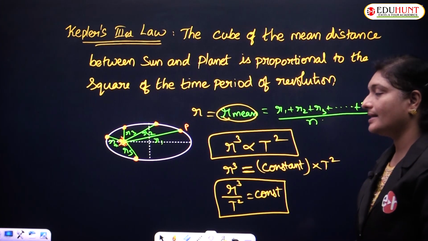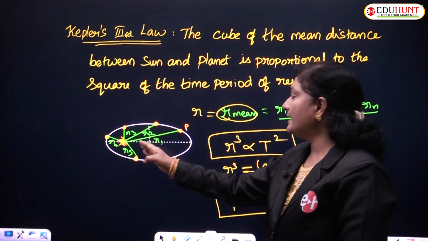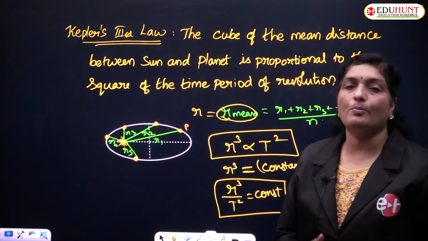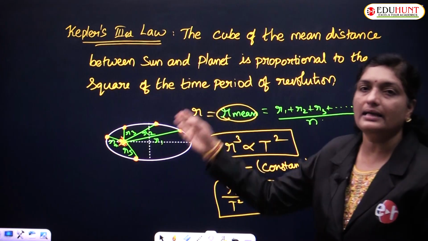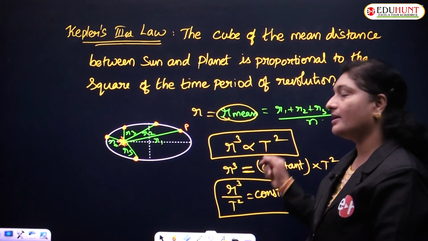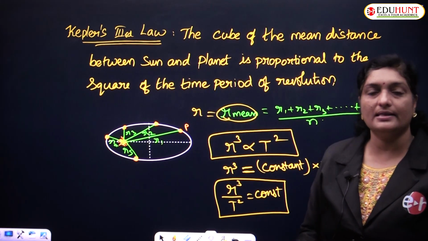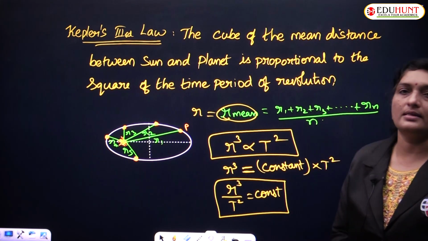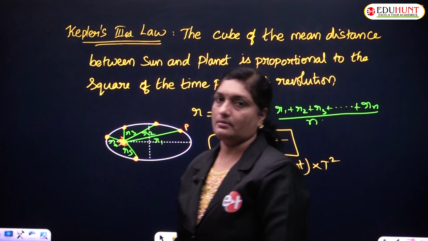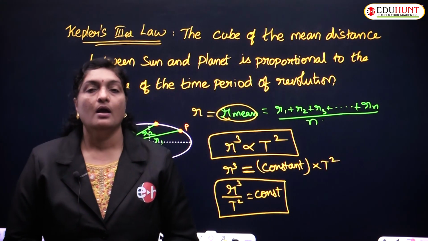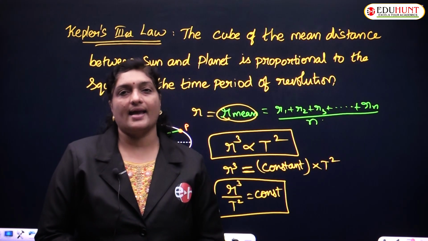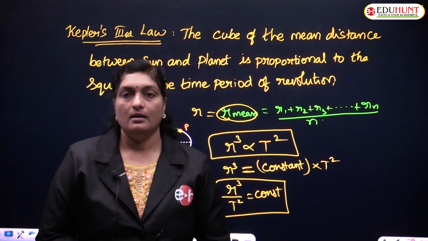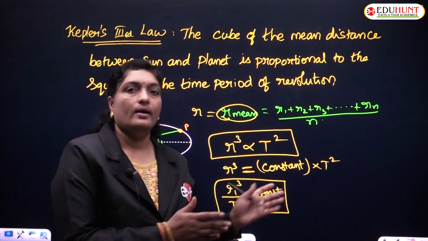Kepler's third law says that the cube of the mean distance between the sun and the planet is directly proportional to the square of the time period of revolution. Time period of revolution is indicated with the letter capital T. So R cube is proportional to T square, or R cube by T square is taken as constant. Got it, children?